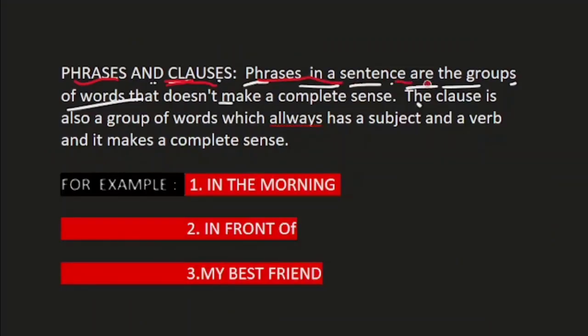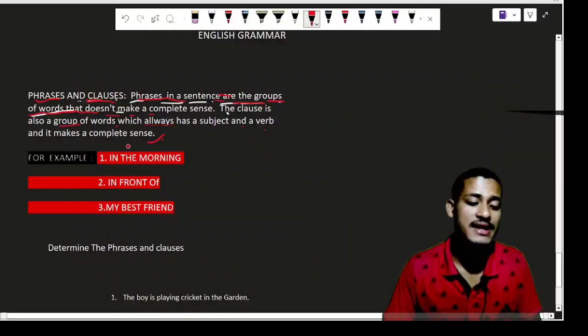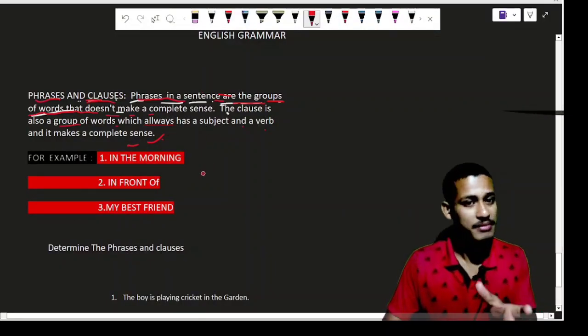Phrases in a sentence are groups of words that do not make a complete sense. That means a phrase cannot make a complete sense, but it is a group of words. But what is a clause? A clause is also a group of words which always has a subject and a verb, and it makes a complete sense.